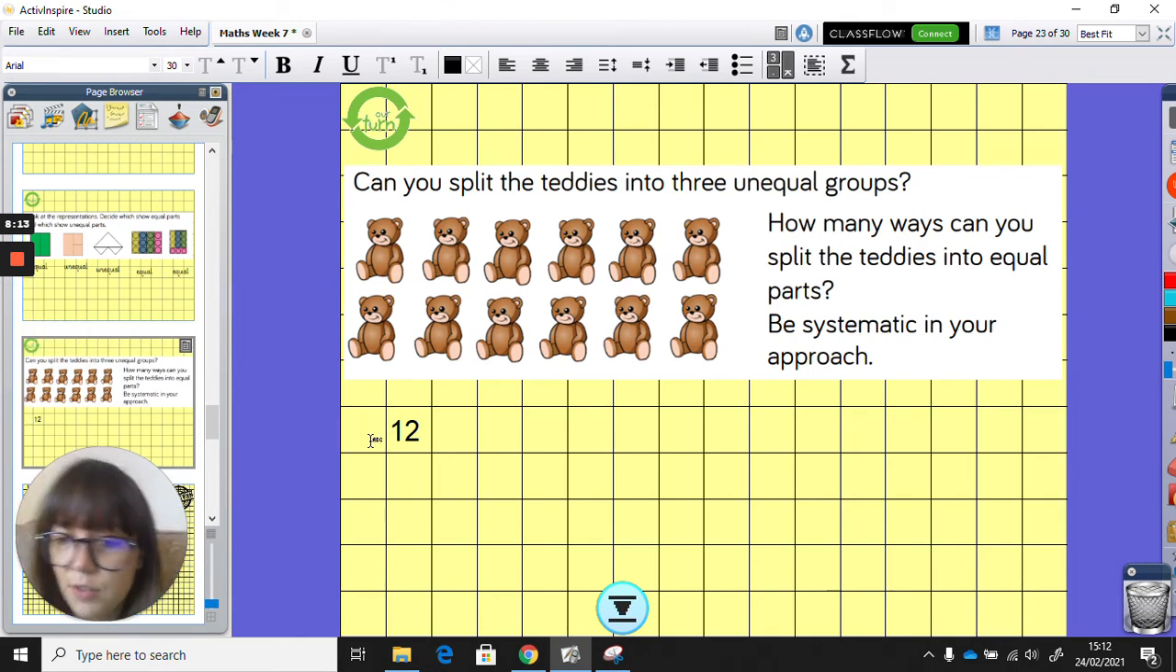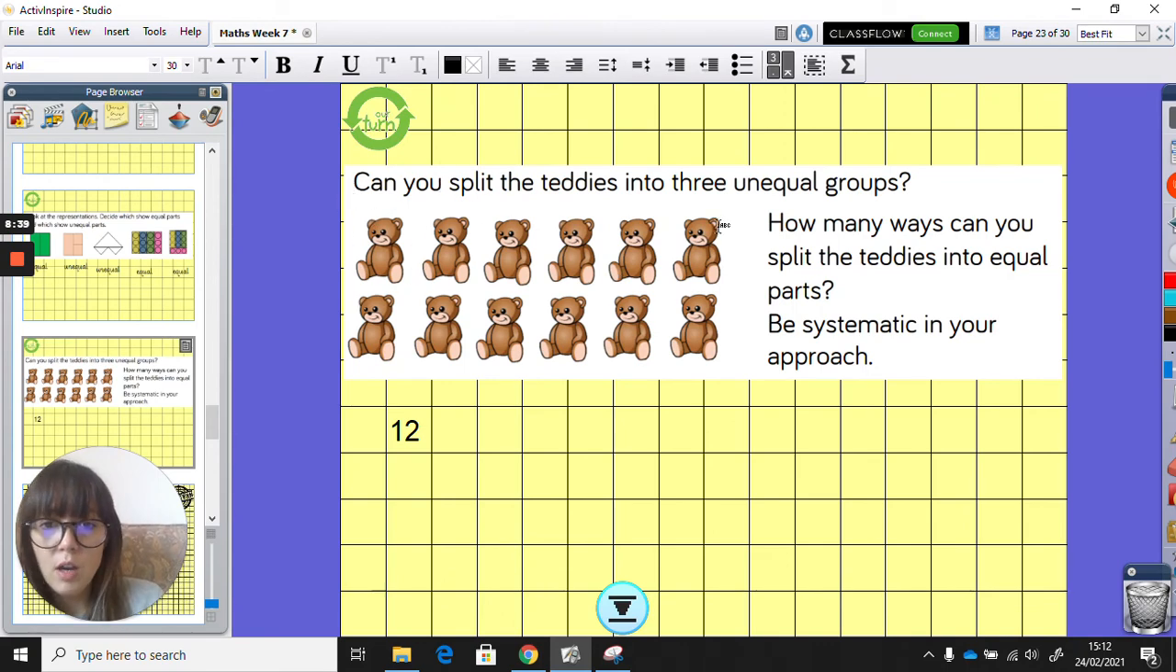So, how did you get on? We'll quickly go through the answers. There is more than one answer, especially with the first one, okay? So can you split the teddies into 3 unequal groups? So that means you can just put a circle around the teddies, but you need to make sure that you've got 3 groups of teddies, but they haven't all got the same amount in, okay? So you couldn't group them like 4, 4, 4, because that would be equal groups. So you could have done it however you like.